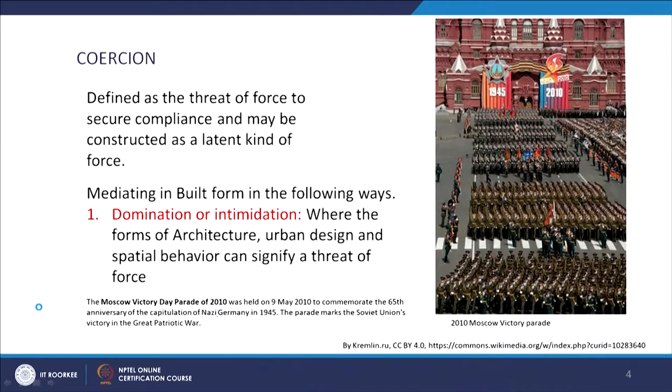Whereas in the second form, he talks about coercion, defined as a threat of force to secure compliance, which may be construed as a latent kind of force. Here, the force is hidden. It could be expressed in a few ways.